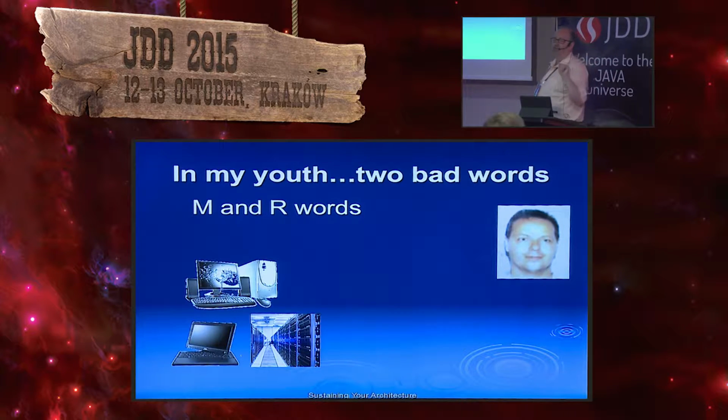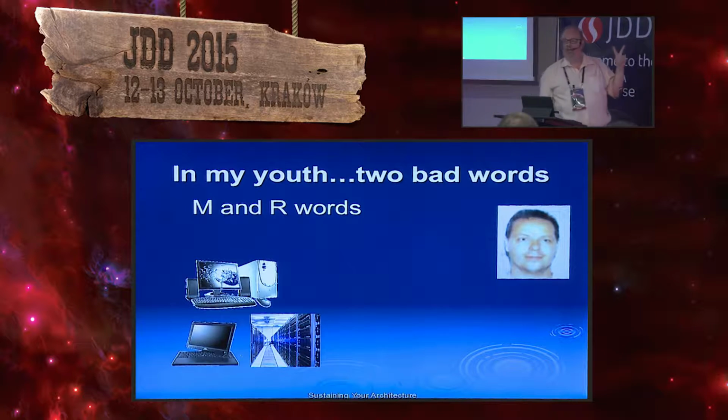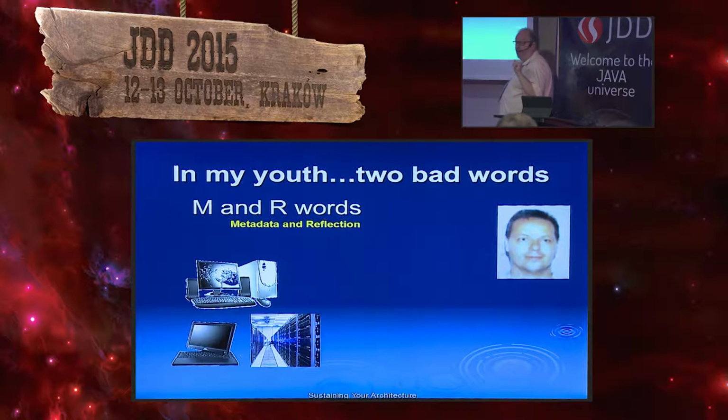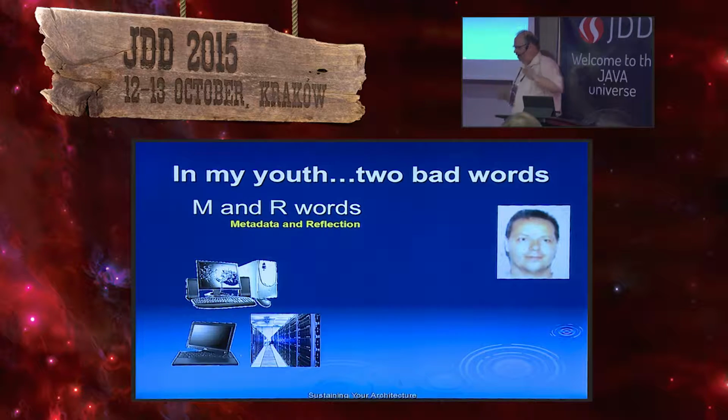And this is actually a picture of me in the 90s, in my misspent youth. There were two bad words, the M and the R word. And I don't mean marriage or relationships. What I mean is metadata and reflection, or meta and reflection. I liked it. I was passionate about it in the 90s. But it was not that accepted at that point because it was considered dangerous, too slow, all these other types of things. Java was just starting at that time, and things have evolved a lot since then.